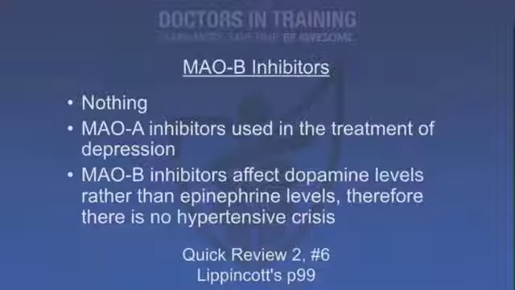Next question. What would happen if a person on an MAO-B inhibitor ingested wine, aged cheese, or other tyramine-rich foods? Well, trick question. Nothing's going to happen. So it's your MAO-A inhibitors used in the treatment of depression that will cause major problems. The MAO-B inhibitors affect dopamine levels rather than epinephrine and norepinephrine levels, and therefore you won't get that hypertensive crisis. With tyramine, you'll get sort of a dumping phenomenon where all the stored catecholamines get released when you eat tyramine-rich food. So anything that's aged you have to avoid. But in this situation, with MAO-B inhibitors, it's not the same scenario.